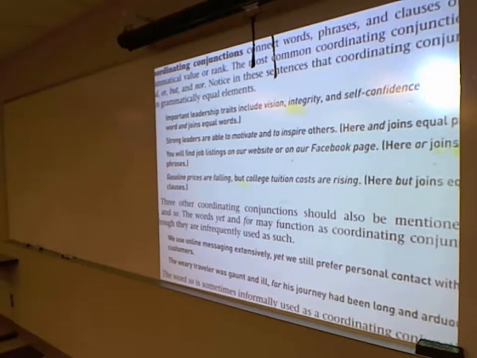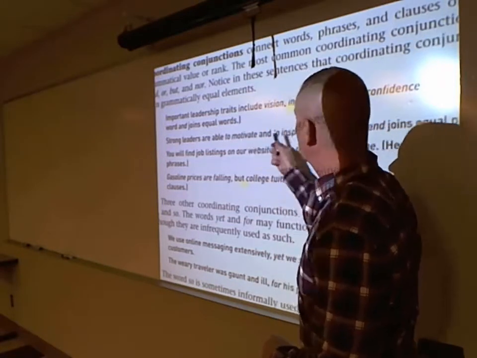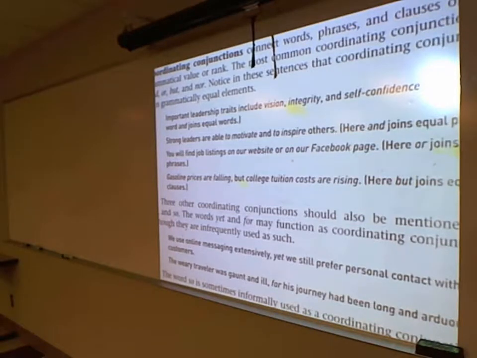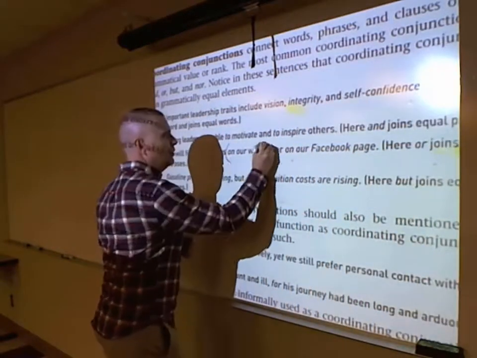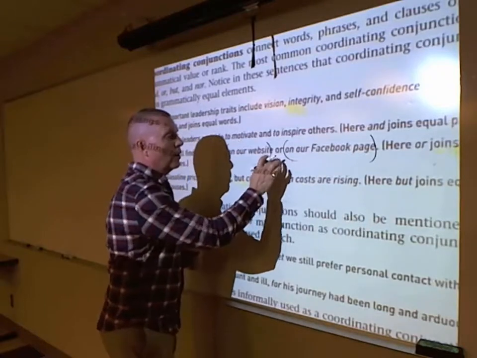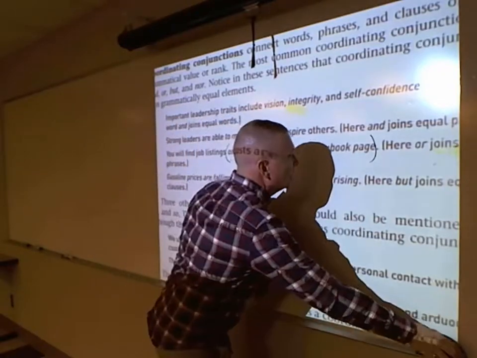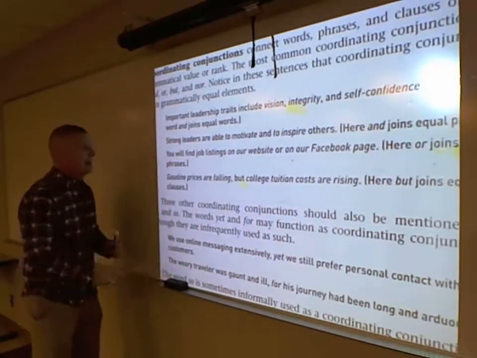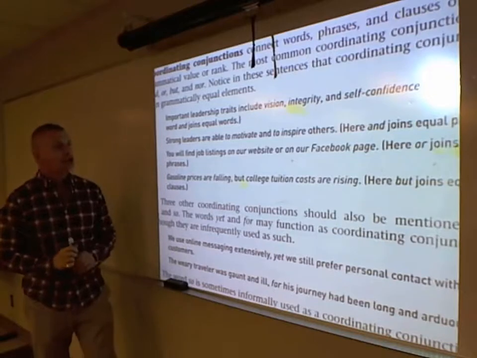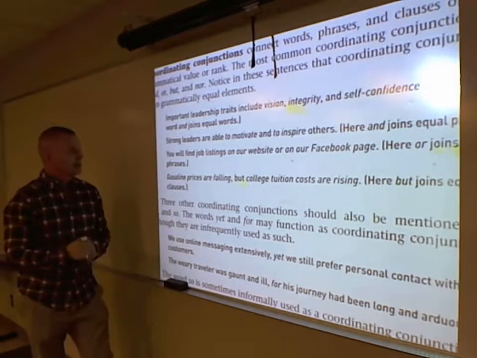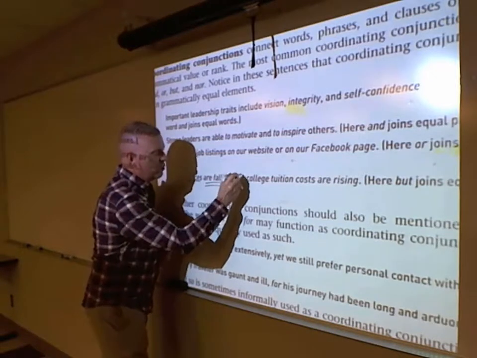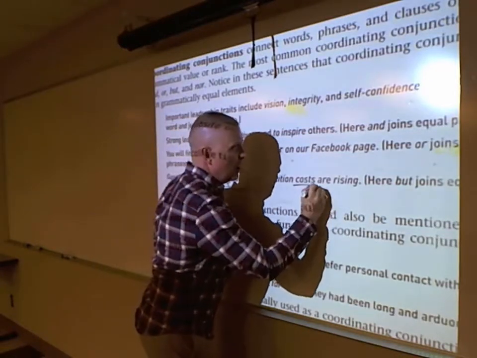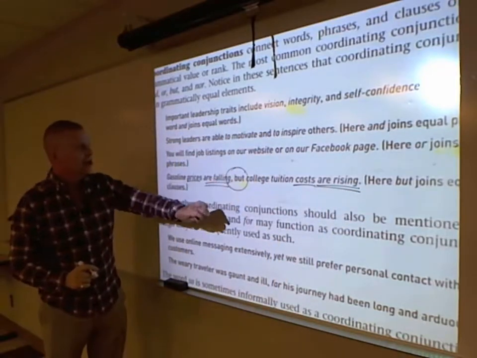So they're equal rank, equal words. Strong leaders are able to motivate and to inspire. So the word and joins two infinitives together equally. You will find job listings on our website or on our Facebook page. So we have two prepositional phrases joined by the word or. No commas are used to offset whenever they're joined of equal rank. Gasoline prices are falling, but college tuition costs are rising. So we have prices are falling, and then we have a coordinating conjunction to costs are rising. So the coordinating conjunction joins two independent clauses and must be offset with a comma.